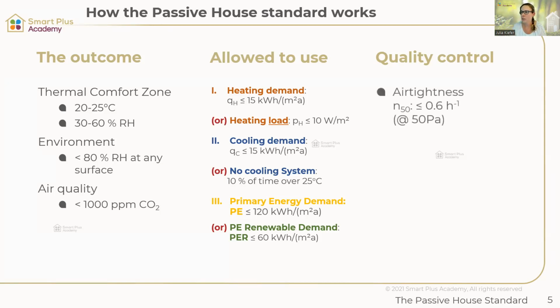Good. And then in our Passivhaus, we also have quality control. Our air tightness needs to be below 0.6 air exchanges per hour, and we have our commissioning report from our mechanical ventilation system.